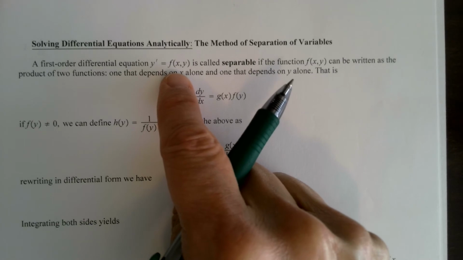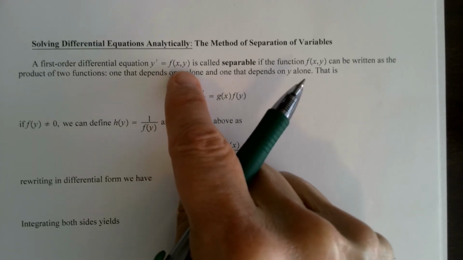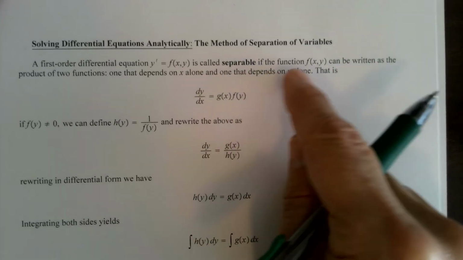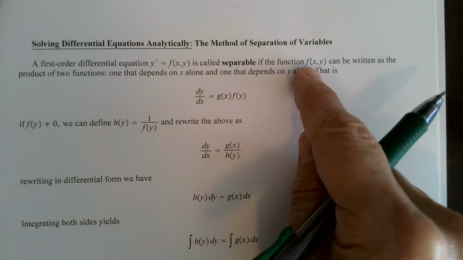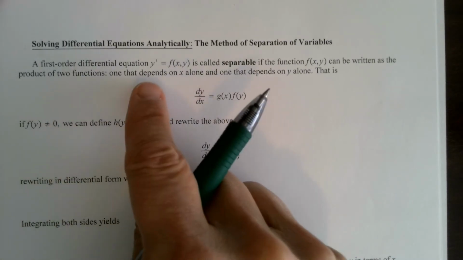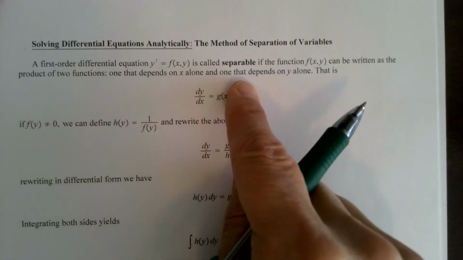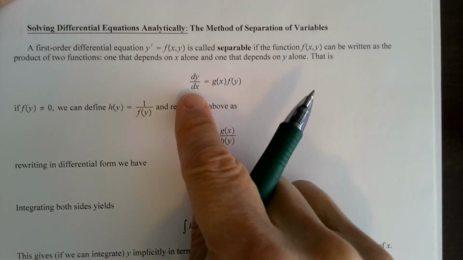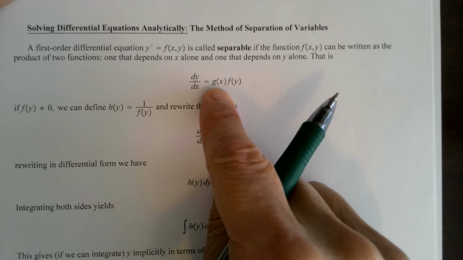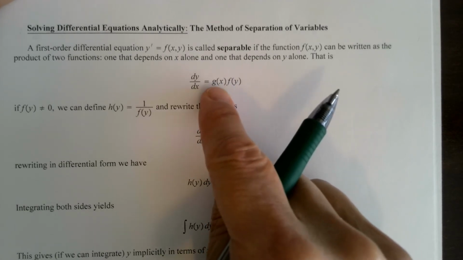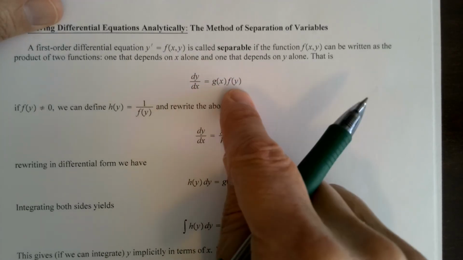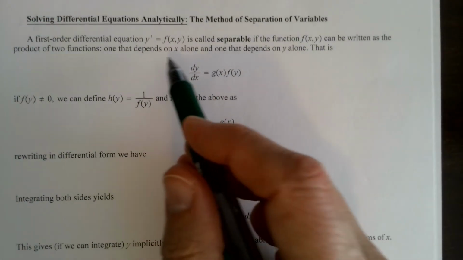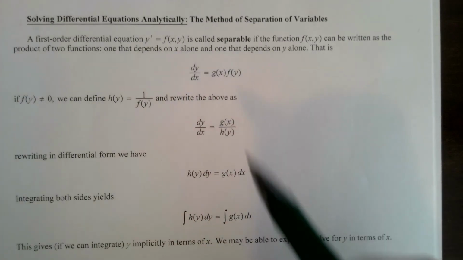It is a method that's used for first order differential equations of this form: y prime equals f of x, y, where f of x, y is separable. And separable means this function can be written as a product of two functions, one that depends on x alone and one that depends on y alone. We can separate that into a product. So dy/dx can be written as g of x times f of y. So g is a function of x, f is a function of y. If we can do that, then we can use this method. Not all first order differential equations of this form are separable.